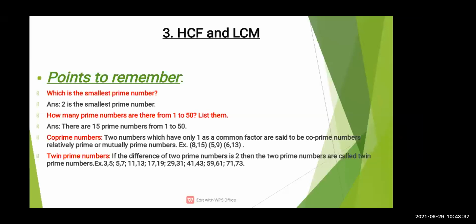It is also known as relatively prime number or mutually prime number. Co-prime number has three names. तीन नाम है. First, it is co-prime number. Second, it is relatively prime number. And third, it is mutually prime number. Now, exactly what is co-prime number? Co-prime number means two numbers which have only one as a common factor. सिर्फ one उसका common factor है, so that number is called as co-prime number.